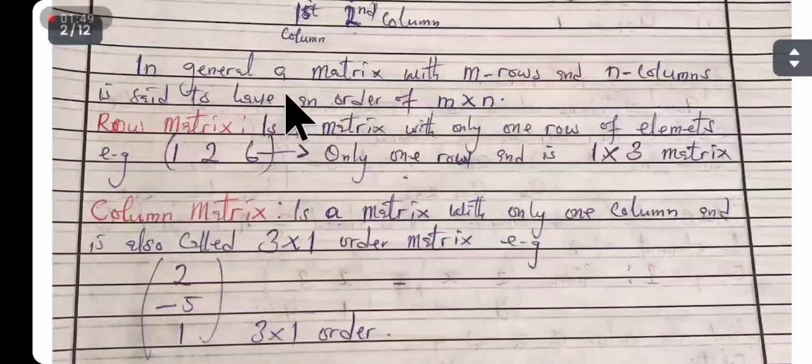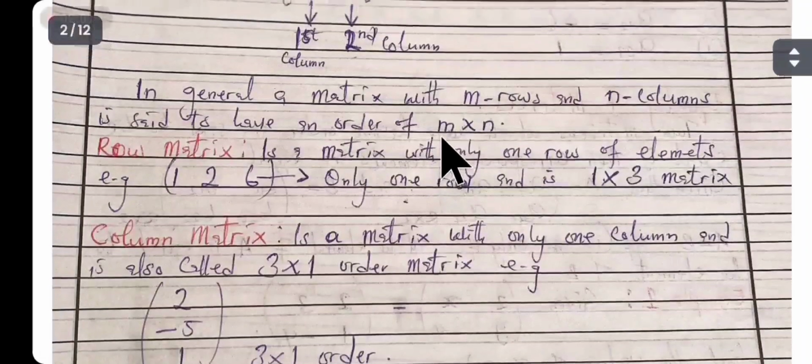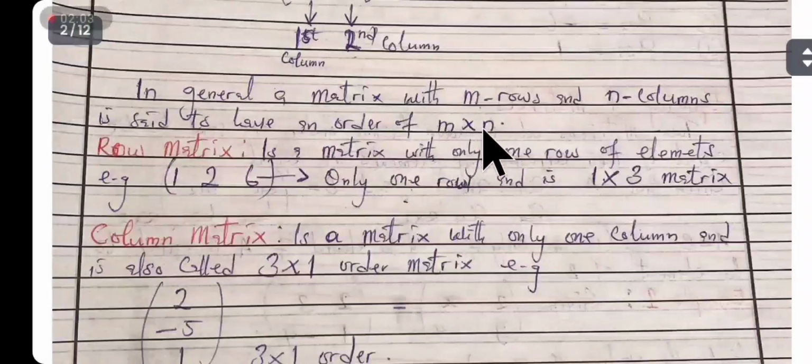So in general, a matrix with m rows and n columns is said to have order of m by n. This sign of times is read as by. Okay, so m represents the rows, n represents the columns.